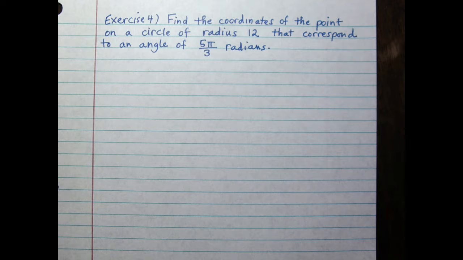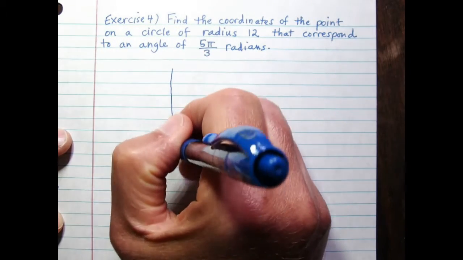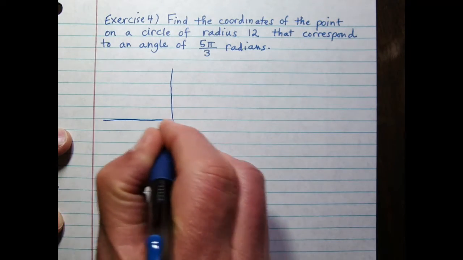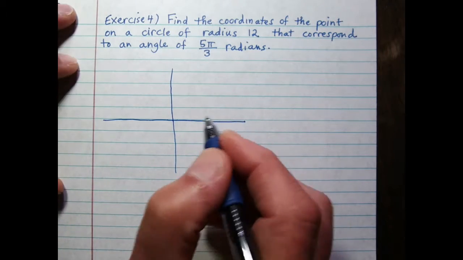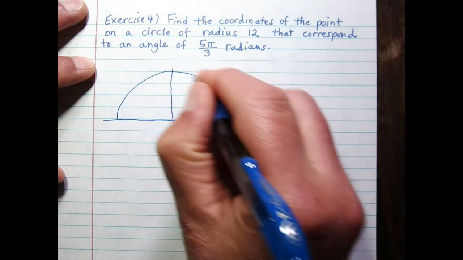So here's a problem that can be a bit challenging at first glance. Our exercise 4 in this section. Find the coordinates of the point on a circle of radius 12 that correspond to an angle of 5 pi over 3 radians. Now, what we mean here is we're in a coordinate system, and we mean a circle centered at the origin of radius 12.